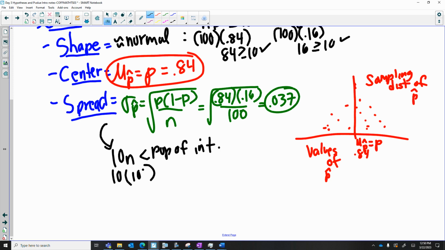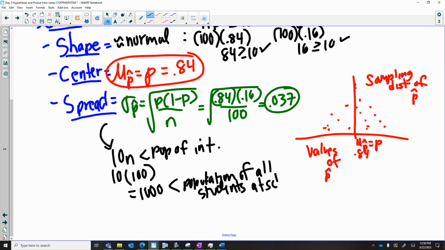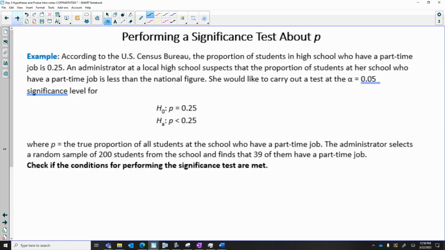So 10 times 100, you're supposed to check that that equals 1,000. You're supposed to actually write it out. And is that less than the population of all the students at the school? And it should be met because it said it was a large high school. So remember, you're supposed to check that before you proceed. That is going to be one of the assumptions that we check today.